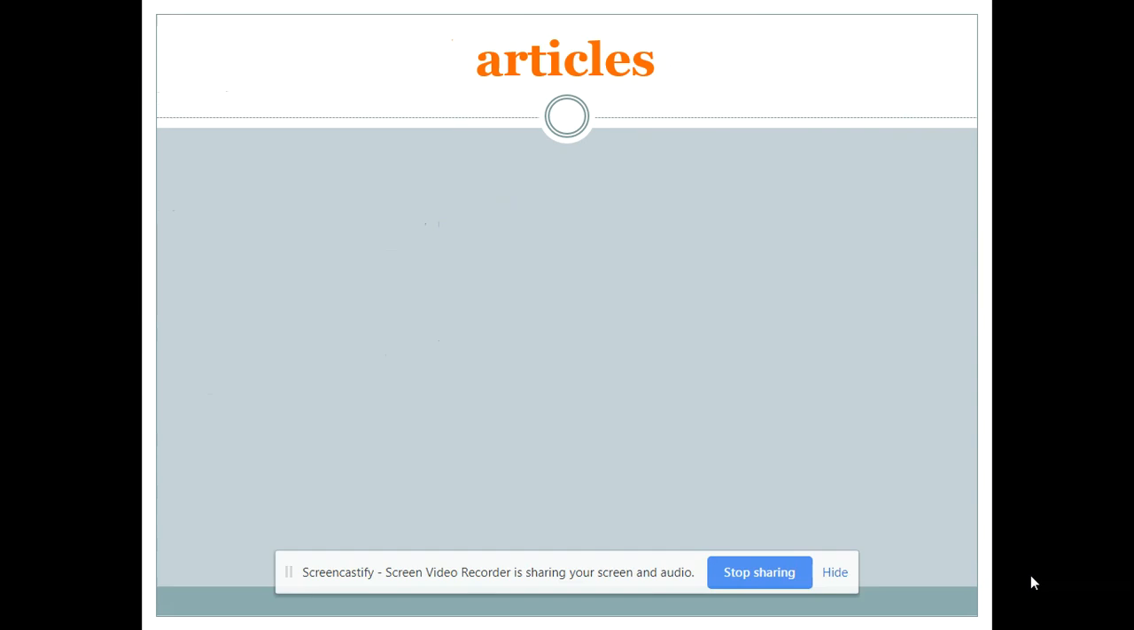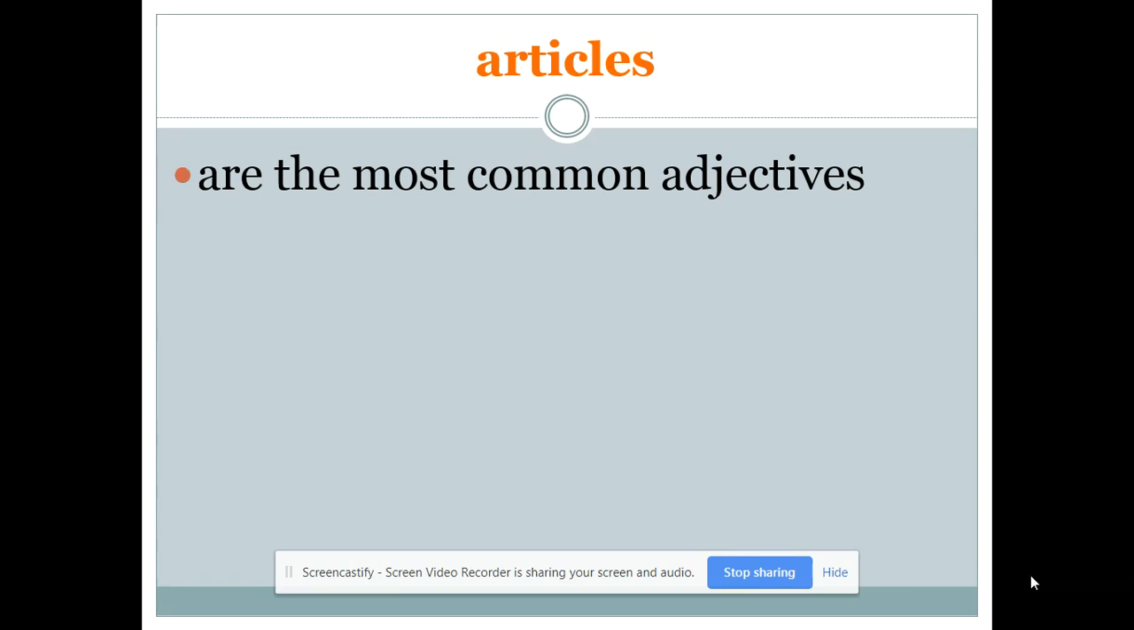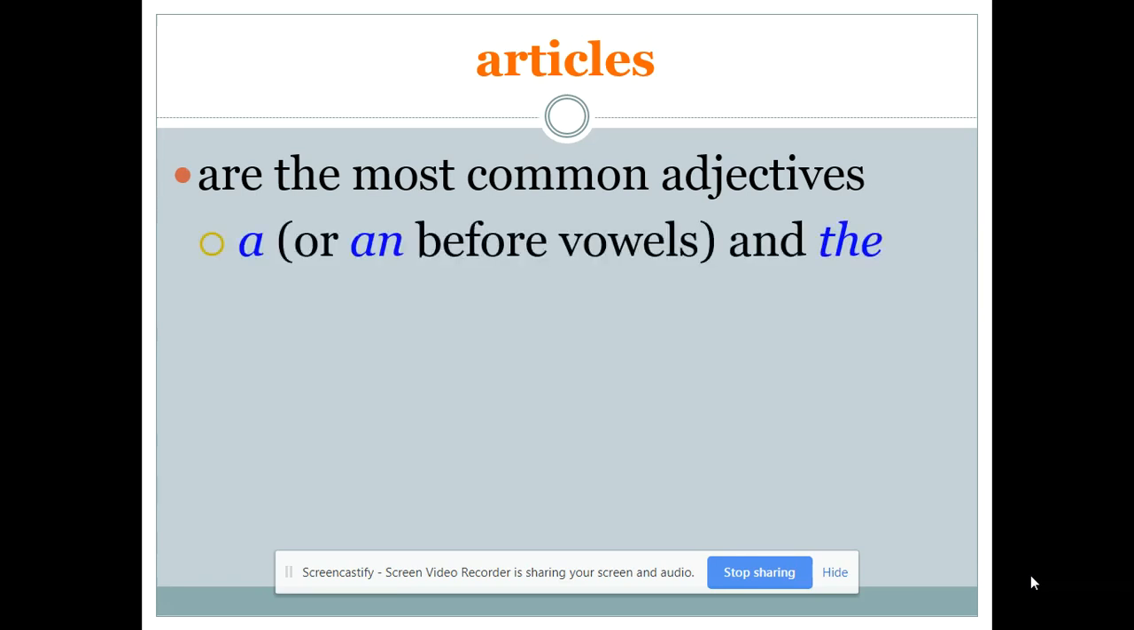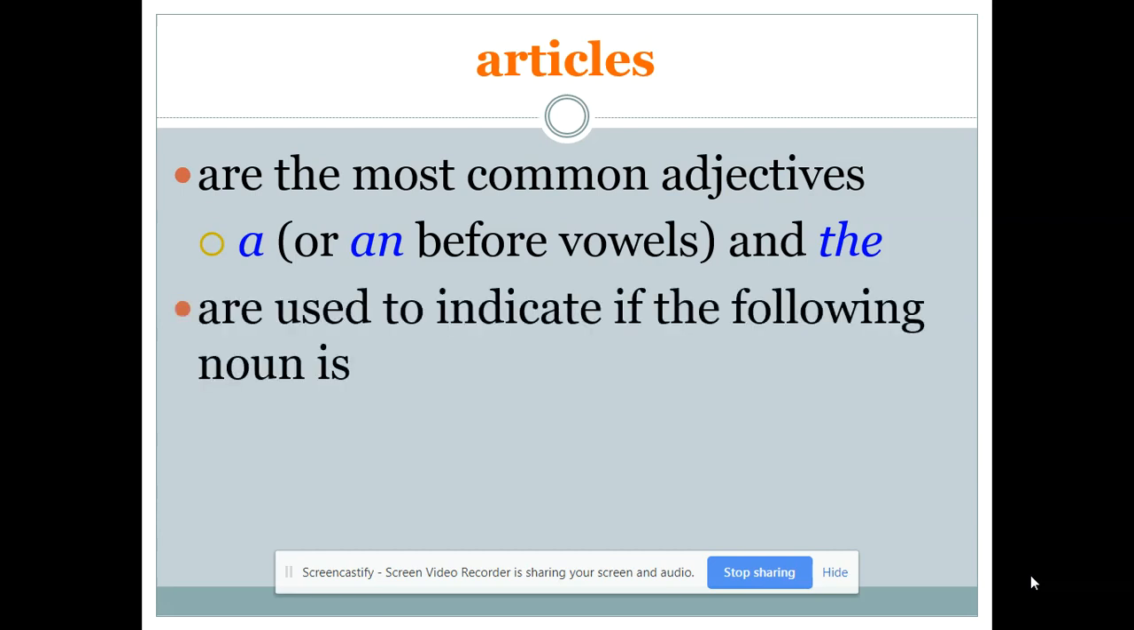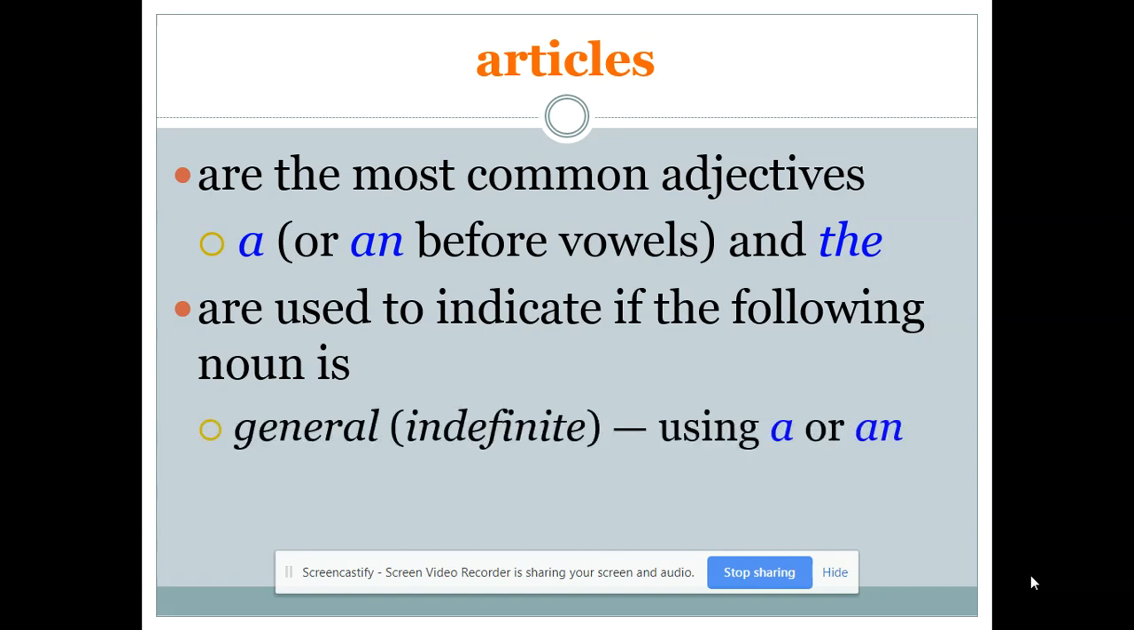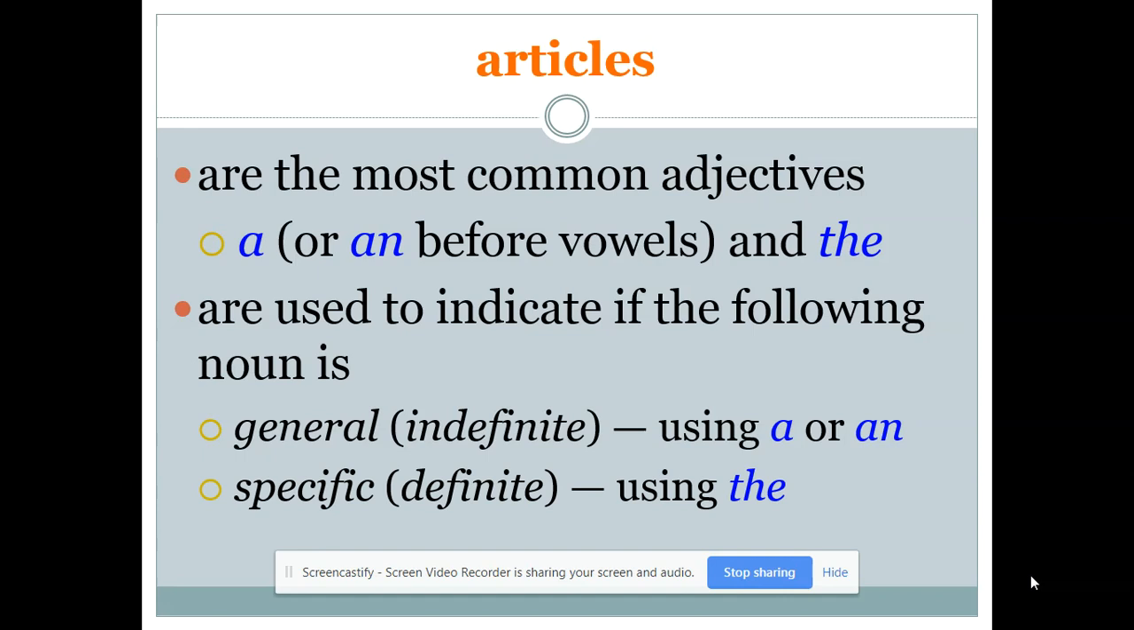The most common kinds of adjectives, the ones that English is just littered with, are known as articles. It has nothing to do with articles in the newspaper. I don't even know why that term is used. But articles are just those tiny little adjectives that help us point to a noun as being either specific or general. They include the two words a and the. A, when it's used before a word that starts with a vowel, takes the form an, but they're basically the same word, just slightly different forms. They indicate if the noun that comes after is either general, in which case we use a or an, or specific, in which case we use the.